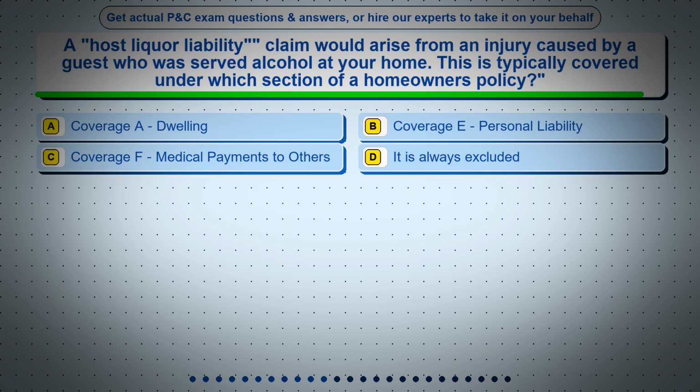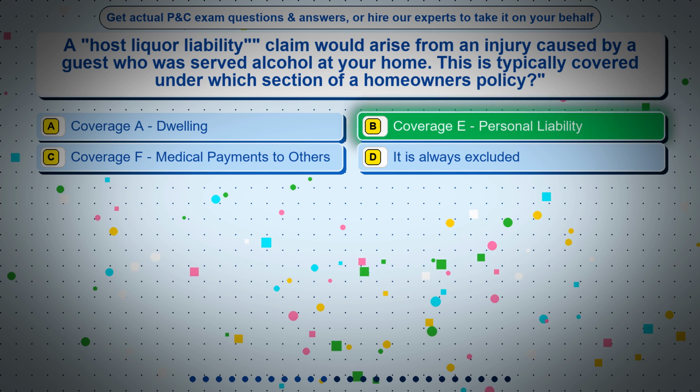Question 11. A host liquor liability claim would arise from an injury caused by a guest who was served alcohol at your home. This is typically covered under which section of a homeowner's policy? Option A, coverage of dwelling. Option B, coverage E, personal liability. Option C, coverage F, medical payments to others. Option D, it is always excluded. The correct answer is option B, coverage E, personal liability.